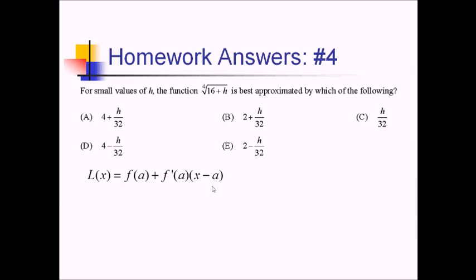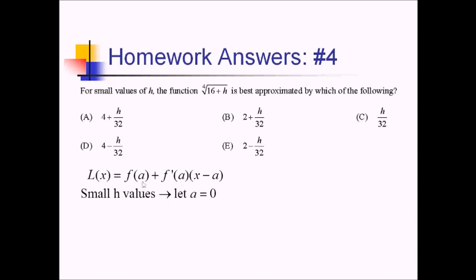But now I have to figure out my a value, and I can't use x. I need to use h because this is a function of h. For the a value, the key on this is they said it's for small values of h. Well, that means we must be pretty close to 0, right? Because that would be like as h approaches 0. So then let's use an a value of 0 to give us those small h values.